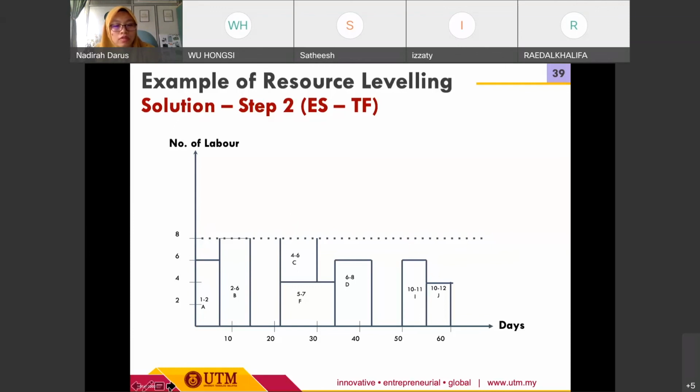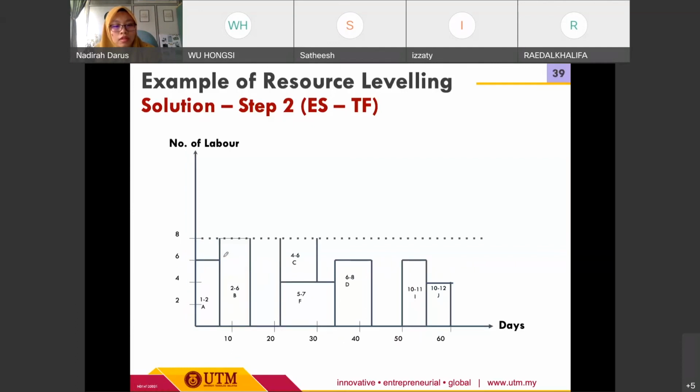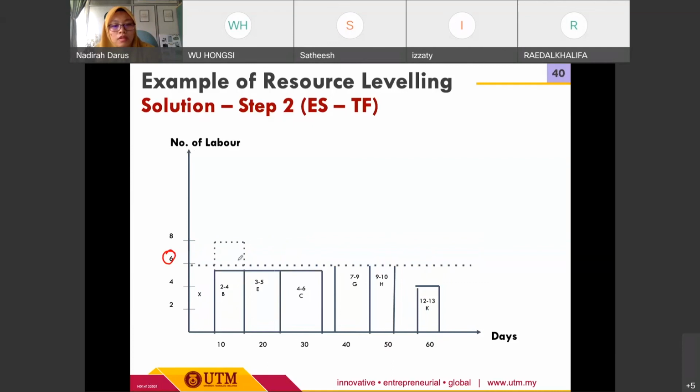ESNTF, and then the next one. Okay, for the limit, if we limit to six number of labor, so this we call activity here. So we can see that there are some changes here because the number of labor now will be 6. However, we level the resources throughout the project.